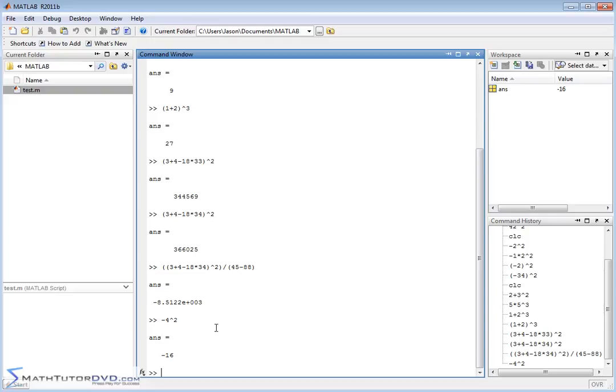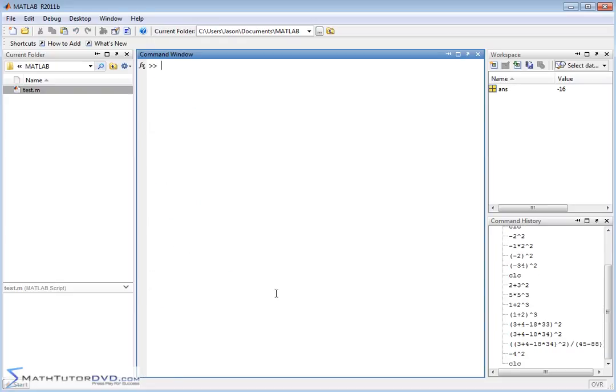Now, I'd like to call your attention to one of the calculations we got here. Negative 8.51 E plus 003. This is MATLAB's format for scientific notation. So what this means is 8.5122 times 10 to the 3. What this means is you move the decimal point 1, 2, 3 places. So it's 8,152.2 is what it calculated for this guy here. So let me clear the screen.